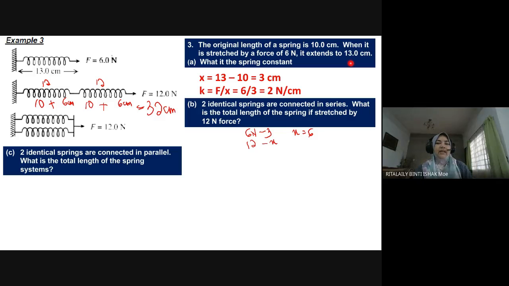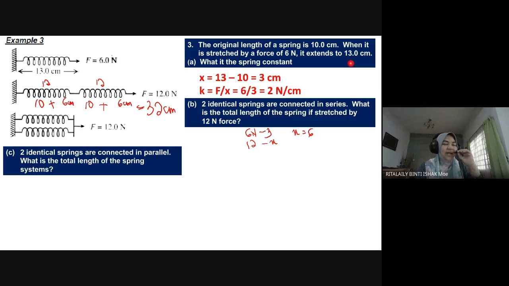Okay, so if the question asks us what is the extension, then 12 cm is correct. But the question asks us the total length. So you have to add in the original length. Boleh?